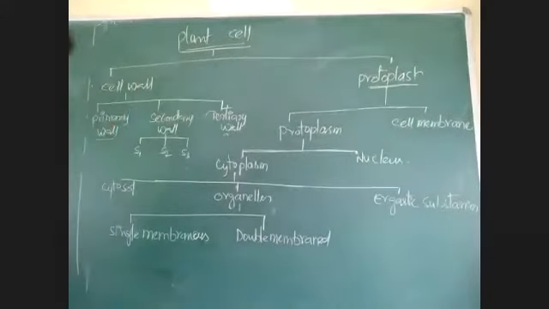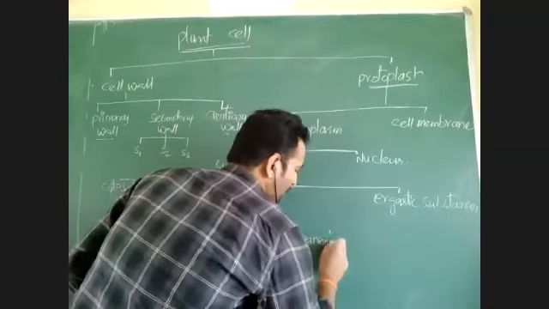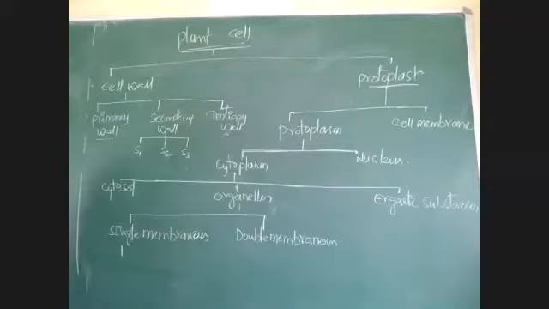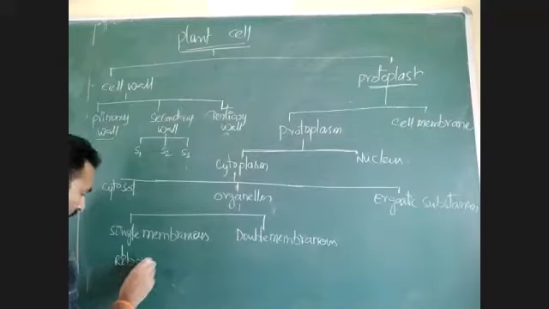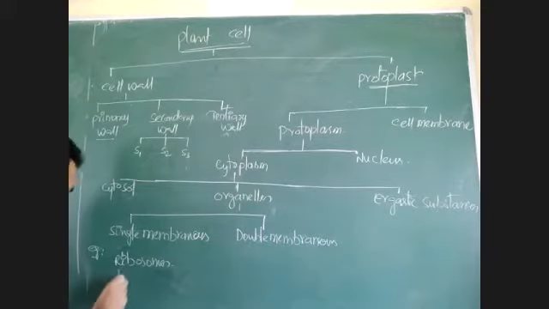Okay. Single membranous and double membranous organelles. The single membranous organelles include ribosomes and microtubules. Here are examples for single membranous organelles.